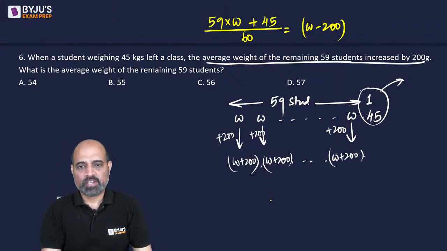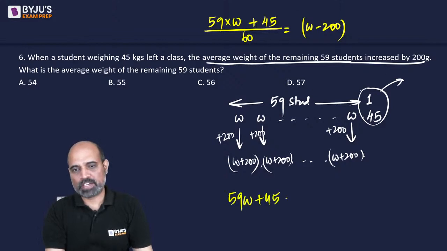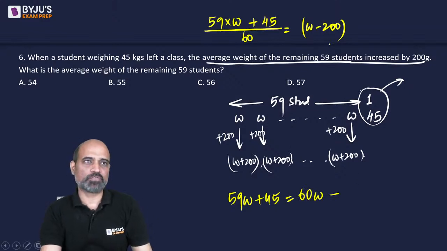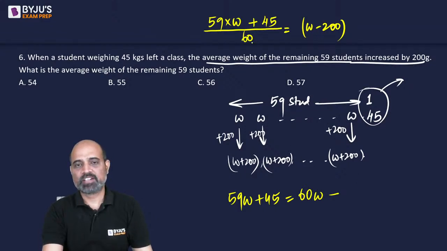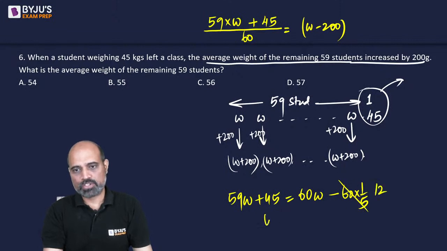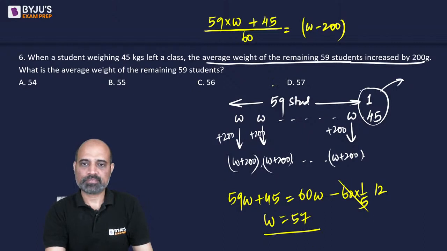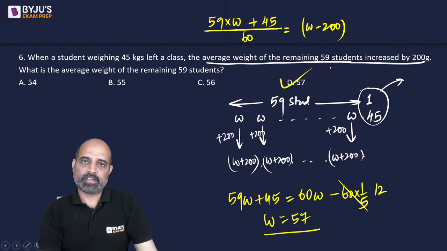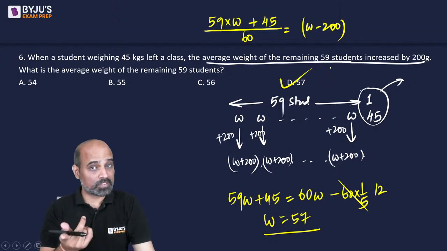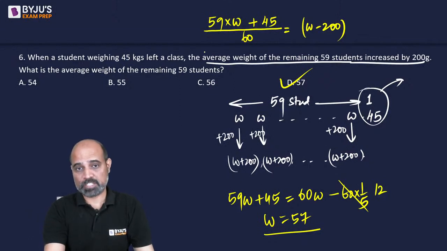ठीक है. So if we cross multiply this, we'll have 59W plus 45 is equal to 60W minus 200 is 1/5 of a kg, right? So 60 ka 1/5 is what we will have. I converted 200 grams into kgs, which is going to result in a 12. So we will have W is equal to 45 plus 12, which is 57. Okay. So trick question because of this part.